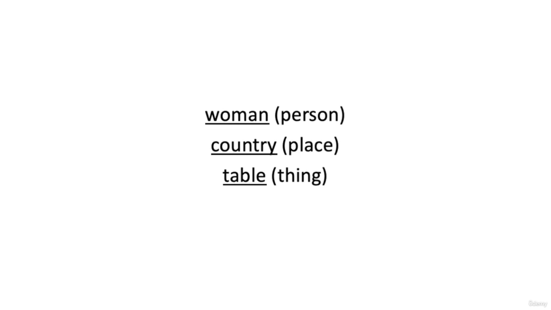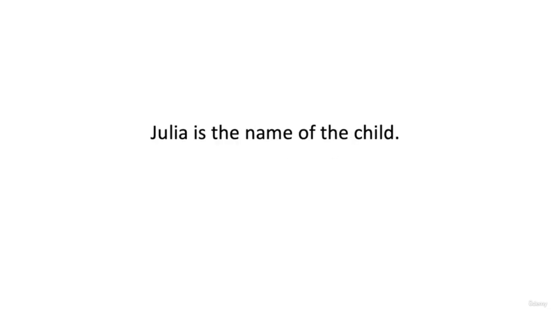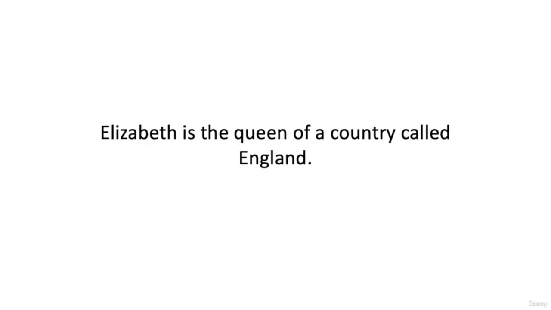Now, let's practice. How many nouns can you find in the following sentences? Julia is the name of the child. Great! In this sentence, there are three nouns. Julia is a proper noun, as it refers to a specific person, whilst name and child are common nouns. Let's try another sentence.